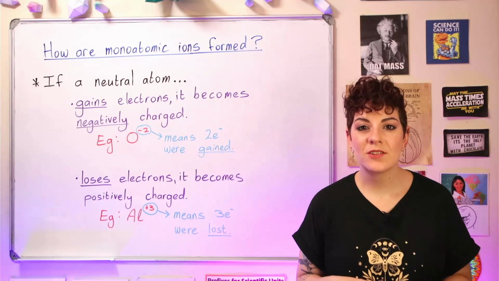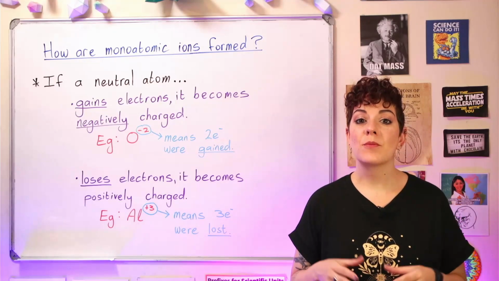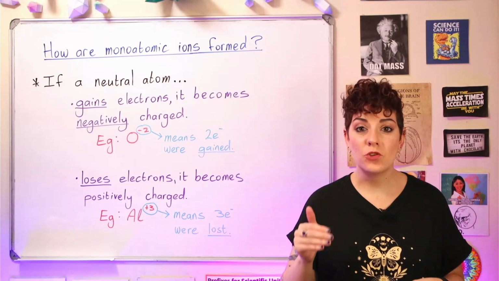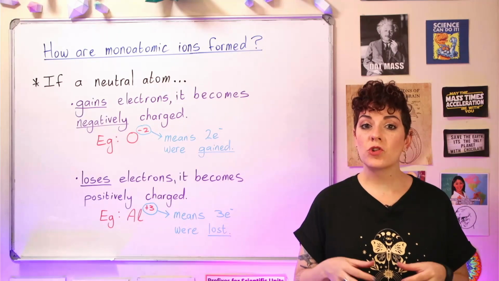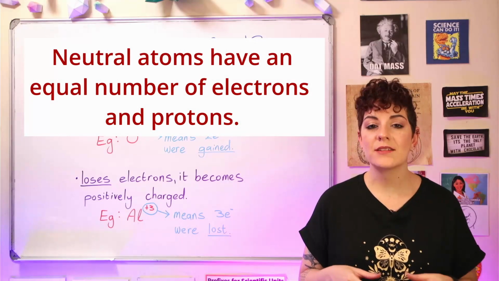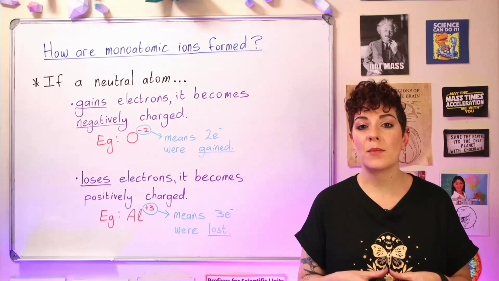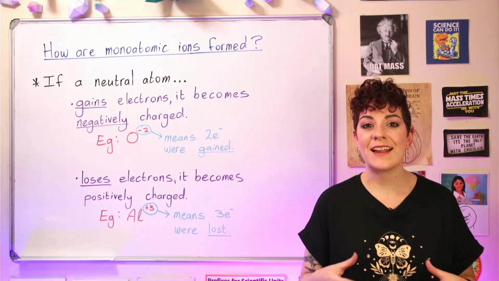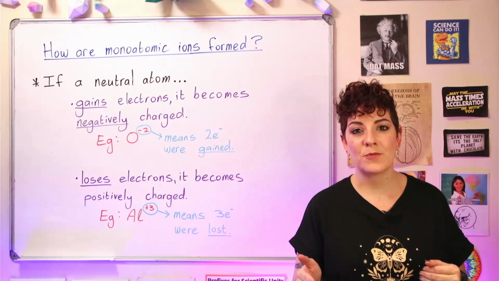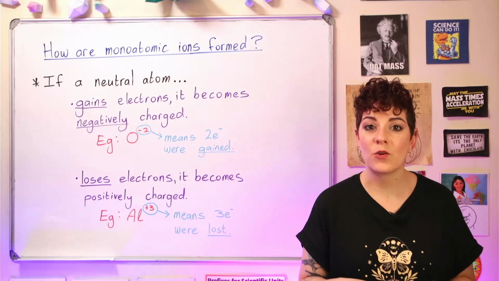Right, so now we want to look at how monoatomic ions are actually formed. Now, remember that a neutral atom is not charged. It has no charge whatsoever, and neutral atoms of an element have an equal number of negative electrons and positive protons. Electrons and protons are subatomic particles that you find in atoms of elements. And if there is an equal number of negative electrons and positive protons, that is what makes an atom neutral, or uncharged, in other words.